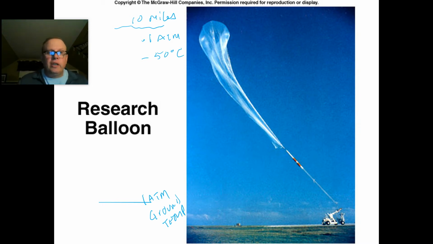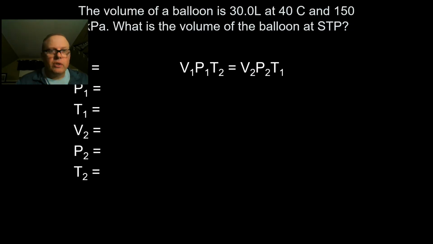For something like this, the change in the pressure is drastic. That's why these things look so underinflated when they take off. And then in the high atmosphere, they actually have to bleed out the helium that's inside of them so that they don't burst.